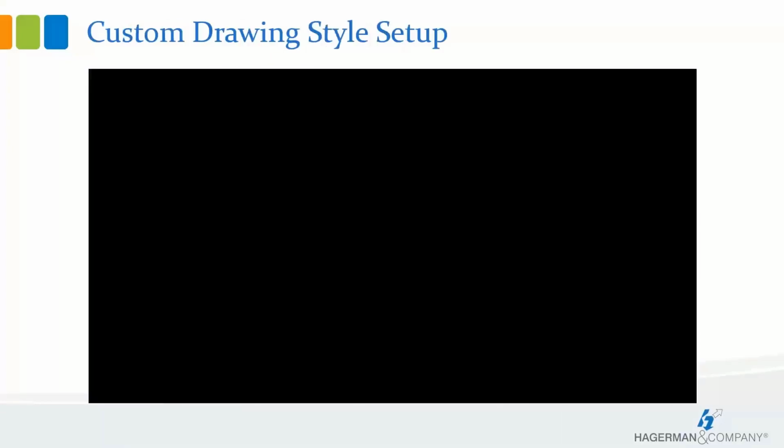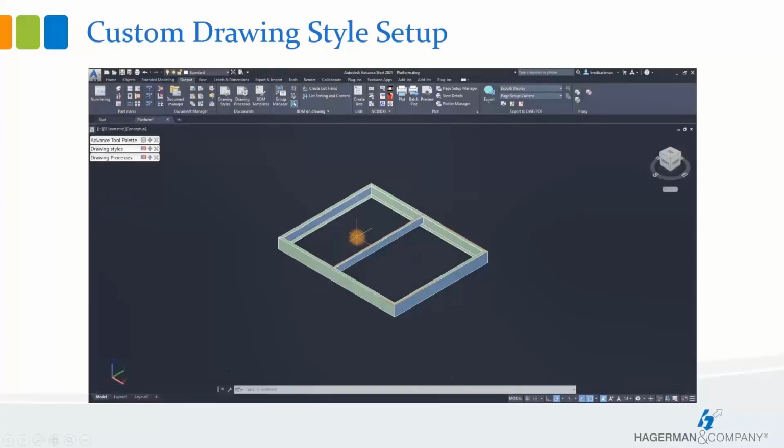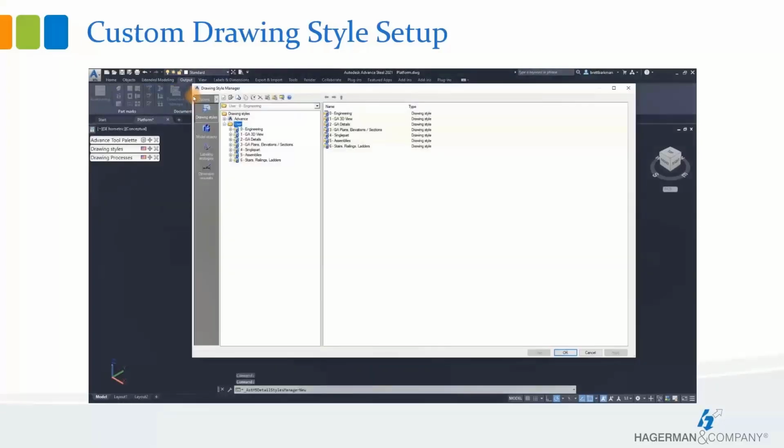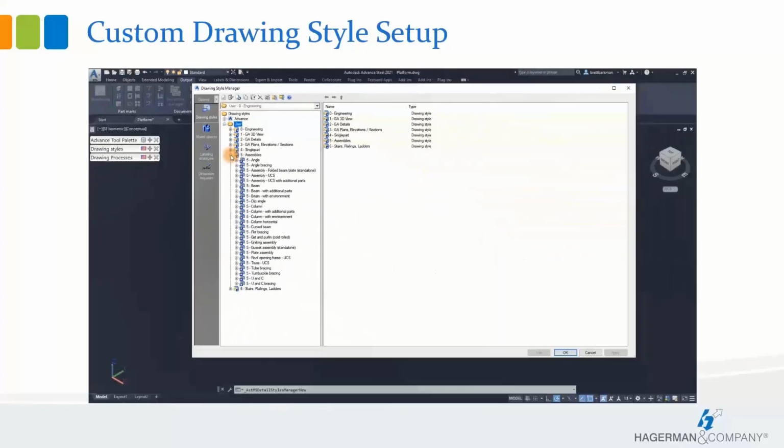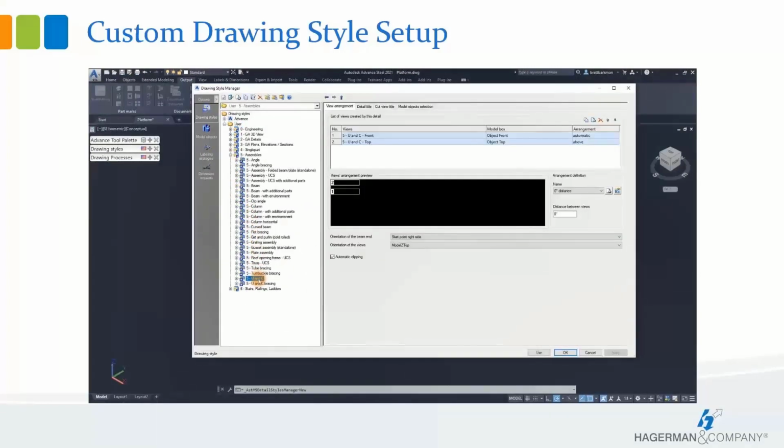All right, so that's the first step. We know what we need to know. And let's start our custom drawing style. So now we're going to go into the Drawing Style Manager. We're going to go under the User branch, and we're just going to take a look at that style. Now, the name of it was 5 UNC. So we're going to go underneath the 5 category. There it is. It's got 2 views that are being requested, the top and the front.